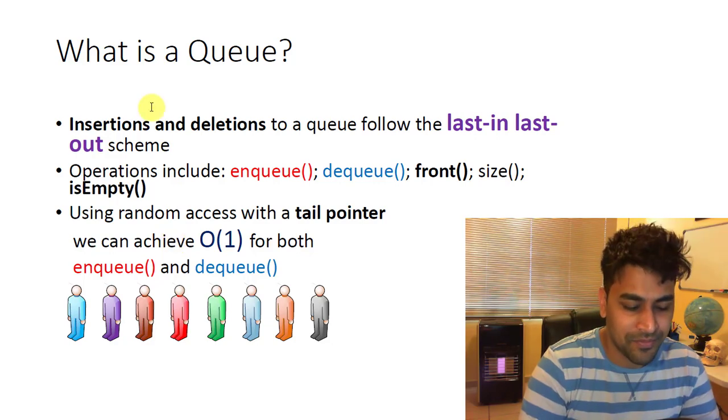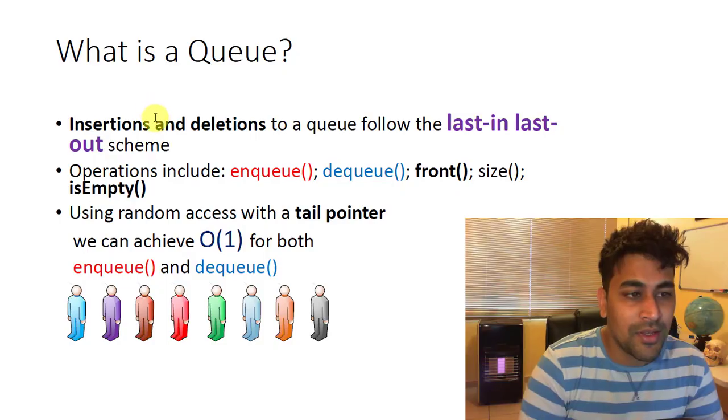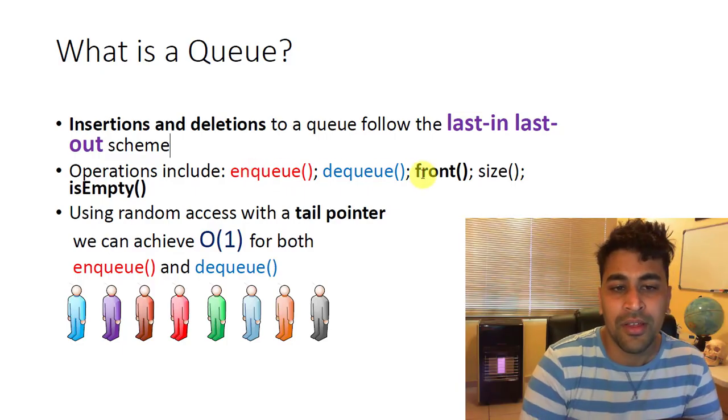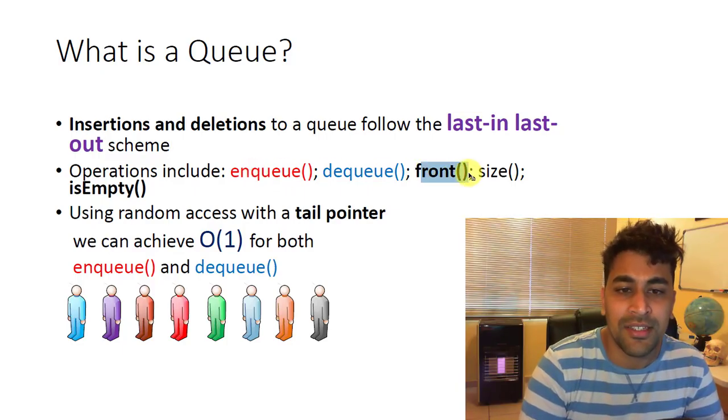So what is a queue? Insertions and deletions to the queue follow the first in, first out scheme, just as a queue works at a bank. Operations include enqueue, which loads an item into a queue, dequeue, which takes an item off the queue, front, which returns the front of the queue, size, which returns the number of elements in the queue, and isEmpty, which checks if the queue is empty or not. Using random access with a tail pointer, we can achieve O(1) for both enqueue and dequeue.